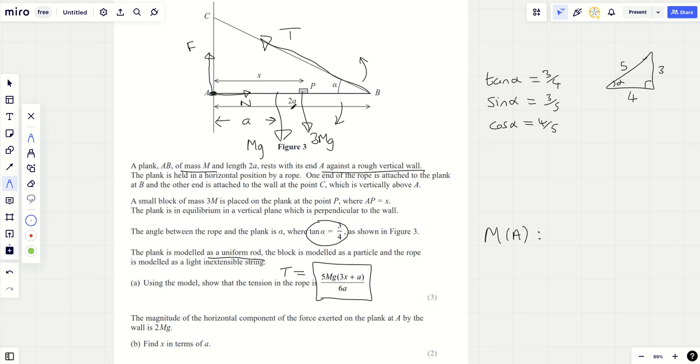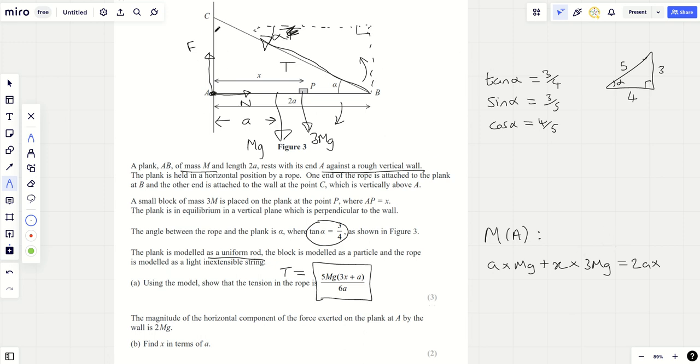So I'm going to do distance, which is a, times by force, which is mg, plus distance, which is x, times by force, which is 3mg, equals distance, which is 2a, times by force. Now, be careful here because we need to resolve this force into a perpendicular component. That's the way I prefer to do my moments. I prefer to turn the force into a perpendicular component of the force, because that way I can just see, well, this, as that's going to be alpha up here, let's label this T, that's actually going to be T sine alpha at the top.